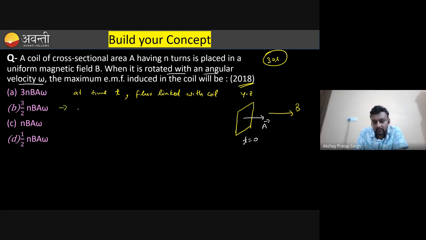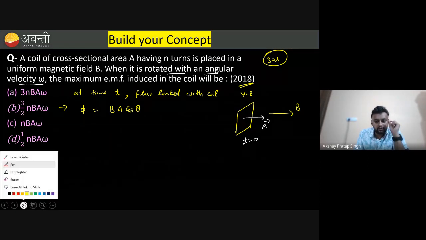How much flux will be linked? You can say phi is equal to, what is the formula for magnetic flux? Anybody knows the formula of magnetic flux? Is it vector B dot A? So this is going to be BA cos theta. Is it clear? Now you can put the values of B and A.